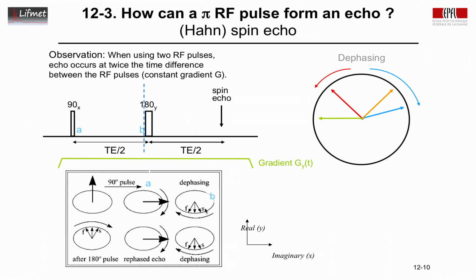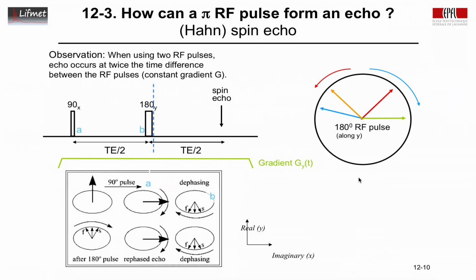And now what we are going to do is apply the 180-degree pulse along y. So we're going to apply the RF pulse along the y-axis. What does this do? Did you see? Let's do it again. It flips the x component of the magnetization. An RF pulse that rotates around the y-axis will leave the y component intact.